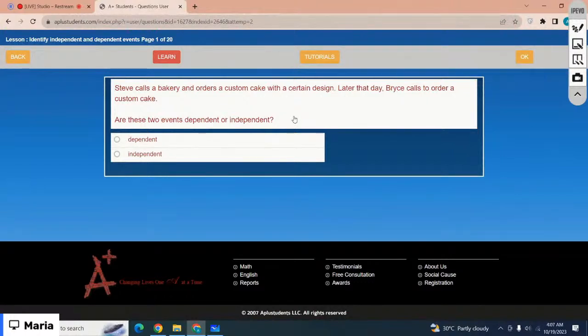Which is the correct option? He asks for the custom cake. So the outcome of both the events is the same. It doesn't matter. So these are the events that are independent. The correct option is independent.